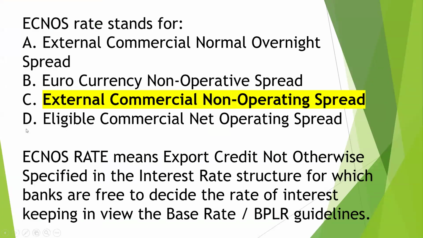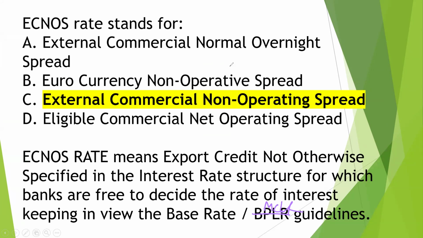This question was asked, but what is ECNOS? That is also required. ECNOS rate means export credit not otherwise specified in the interest rate structure, for which banks are free to decide the rate of interest, keeping in view the base rate and BPLR, you can say MCLR guidelines. Because now BPLR is not used by any bank, so here it will be MCLR guideline.